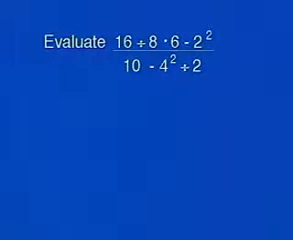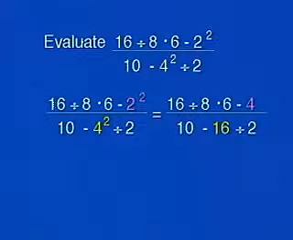where we have a fraction bar. What you want to do, again, is look at the numerator first and then the denominator. So in the numerator, we notice we have a 2 squared. And then in the denominator, we notice we have a 4 squared.